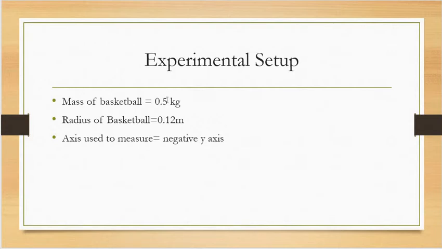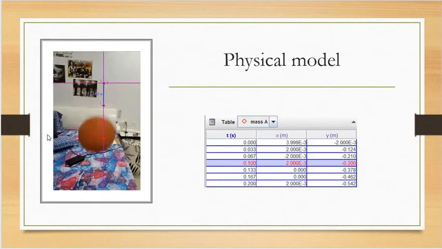Experimental setup. So I used a basketball which weighed half a kilogram and the radius of the basketball was 12 centimeters, and the axis that was used to measure was a negative y-axis.